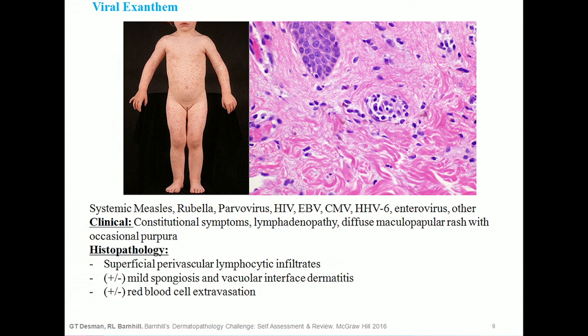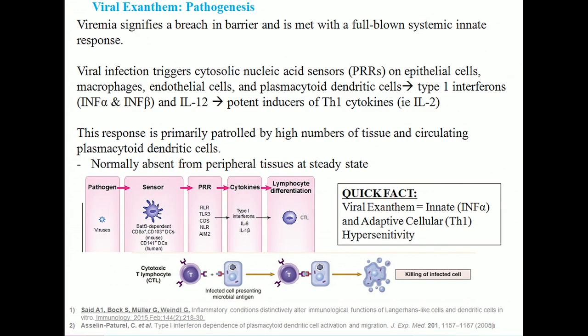These patients present with a very nonspecific picture, a diffuse maculopapular rash with an occasional purpuric component. It's associated with systemic viremia, and histopathologically, the findings are also nonspecific. You have perivascular lymphocytic infiltrates, maybe some mild spongiosis, maybe some interface, and maybe some red cell extravasation. From a pathogenesis standpoint, this is basically associated with a strong innate immune response as well as an adaptive immune response. These patients, the viremia signifies a breach in barrier, and it's met by a full-blown systemic innate immune response.